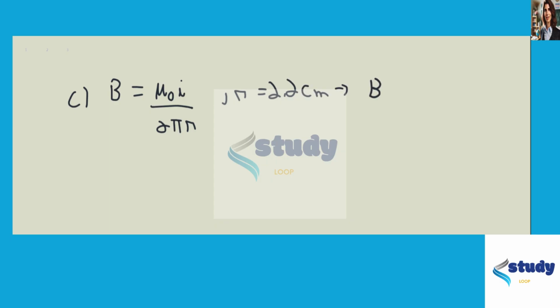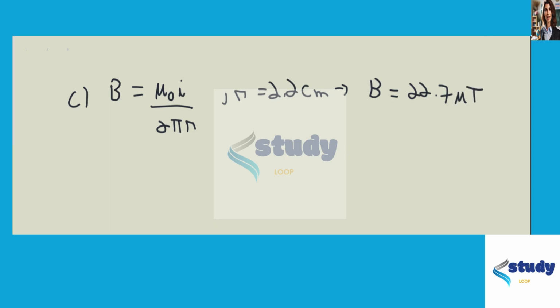And finally, C, we want to know at 2.2 centimeters outside. So we have for C the same field as outside. So this is mu0 I divided by 2 pi r. Now r is equal to 2.2 centimeters. So B becomes 22.7 millitesla.